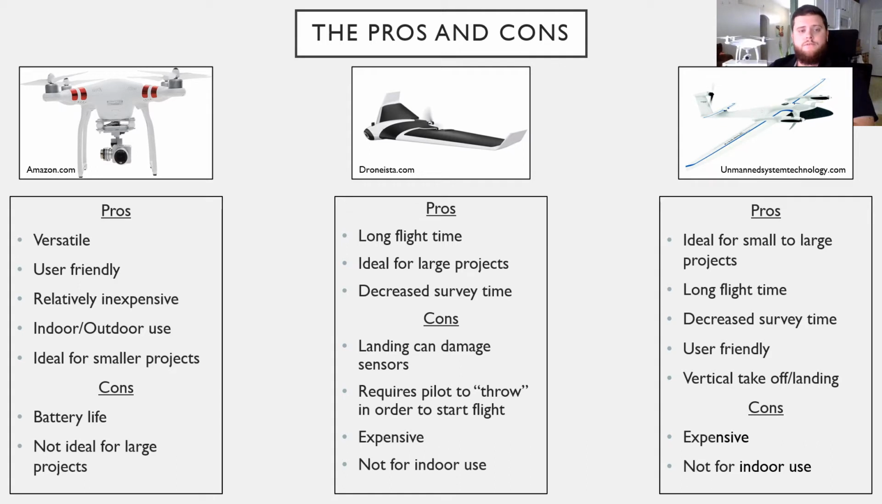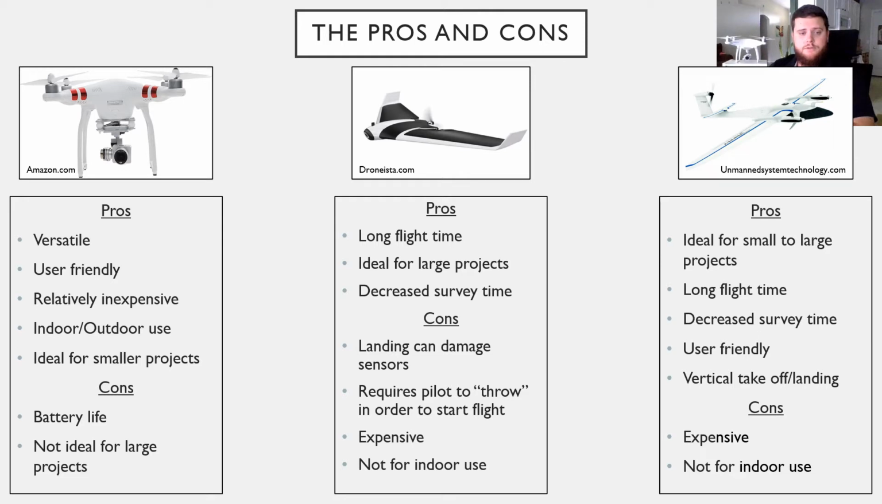Pros for the fixed wing there in the middle. They have a long flight time. It's not uncommon for them to be over an hour long. They're ideal for large projects. So a large project could be maybe a transmission line that's going across your state. You're not going to use a multicopter for that. You could use a fixed wing though. Decreased survey time. So because these have a long flight time and they typically do fly faster to stay in flight, our survey time is decreased.